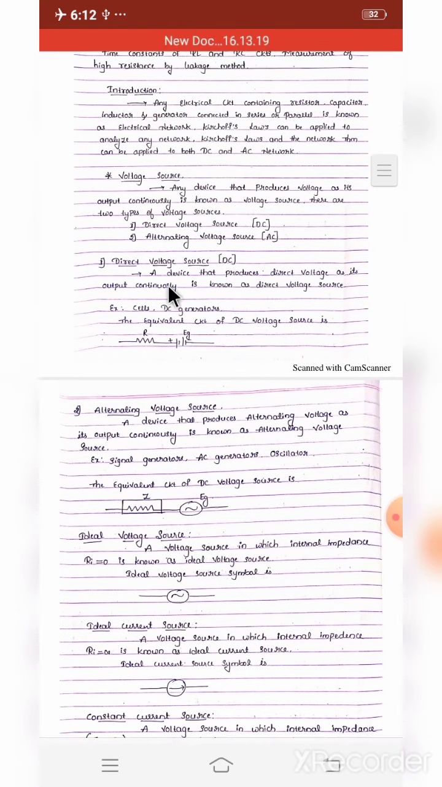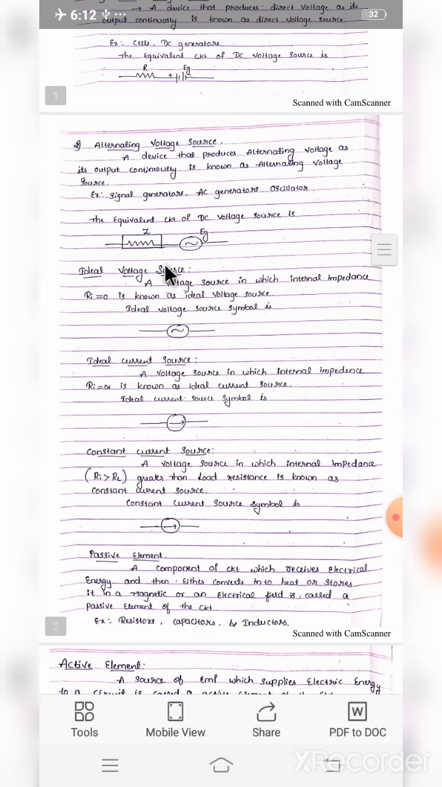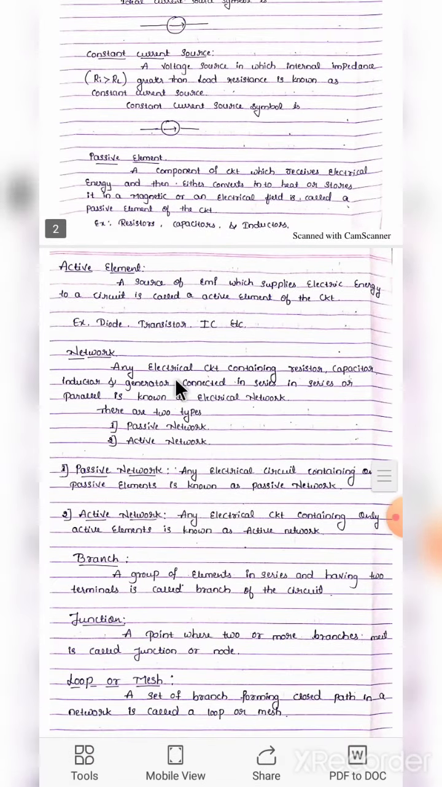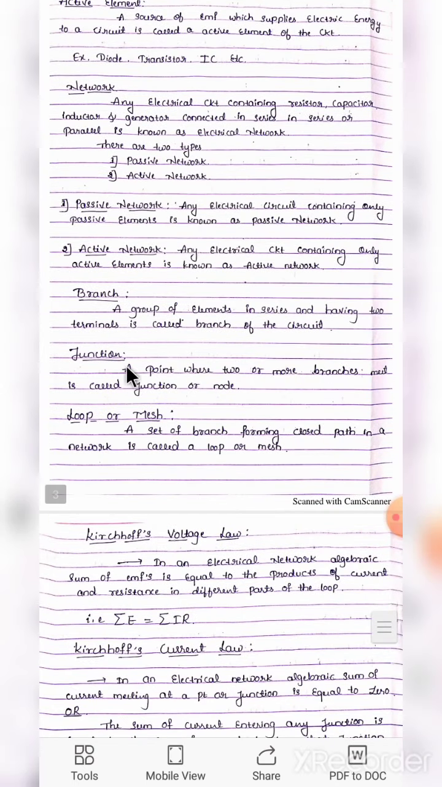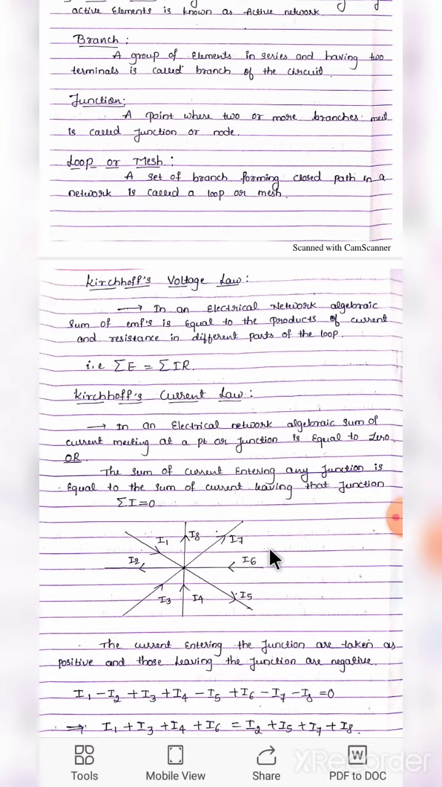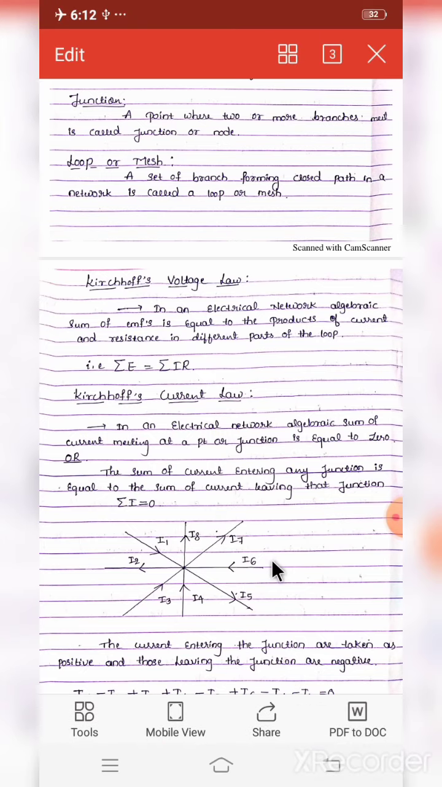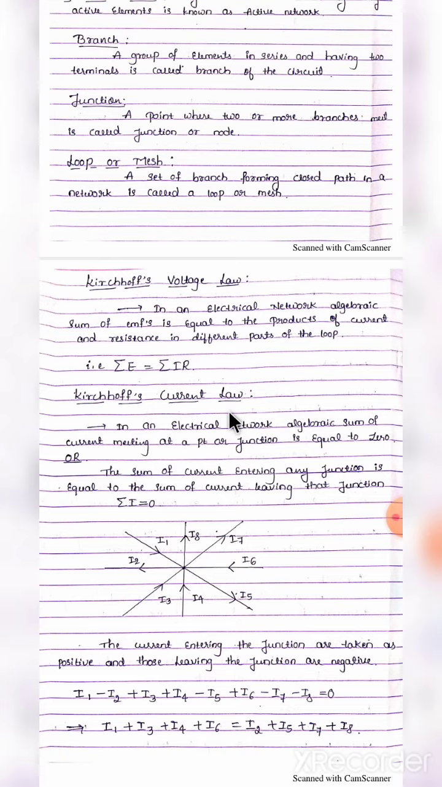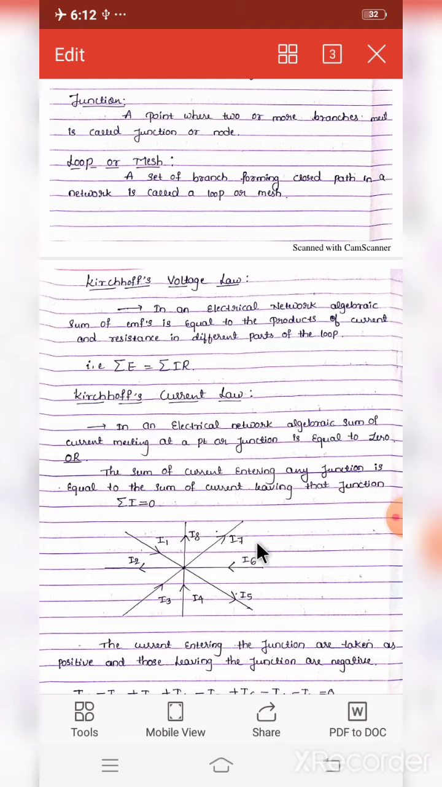What you mean by the voltage source, types of voltage source and symbols, current source, internal resistance, impedance, and what you mean by network, branch, junction, loop, Kirchhoff's voltage law, Kirchhoff's current law. How to derive Thevenin's theorem? Using Kirchhoff's voltage law and current law only we have to prove Thevenin's theorem. So before attending the next class, first read this class, then it will be easy to understand Thevenin's theorem. If you have any doubt, please contact me.